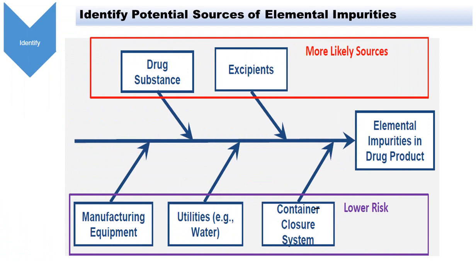Identify the potential sources of elemental impurities. These impurities in drug product may originate from several sources like drug substance, excipients, manufacturing equipment, utilities, that is water, and container closure system. Among these, the more likely sources are drug substance and excipients. There is less chance from manufacturing equipment, utilities and container closure system.